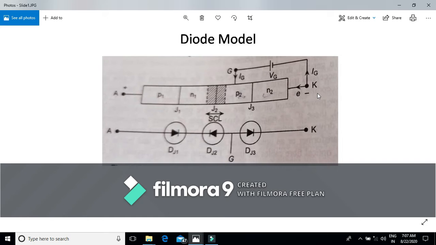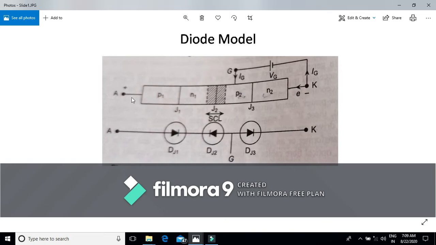The switching phenomena is explained by the various models of thyristors. The first one among those models is the diode model. The second one is the two transistor model, and the third one is the dynamic or transient model. The first one, diode model.